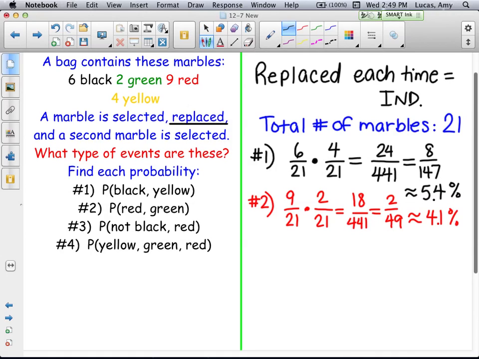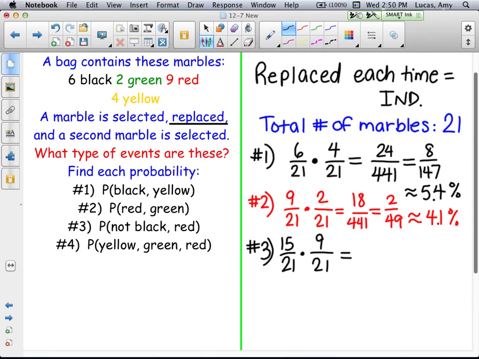Number 3, not black, and then red. The probability of getting something that is not black. Well, if there are 6 black marbles, and there are 21 marbles in all, 21 minus 6 is 15. The other way to get that, you could add the green, red, and yellow together, you still get 15. So 15 out of 21 are not black. And then the second one, red. Red was 9 out of 21.